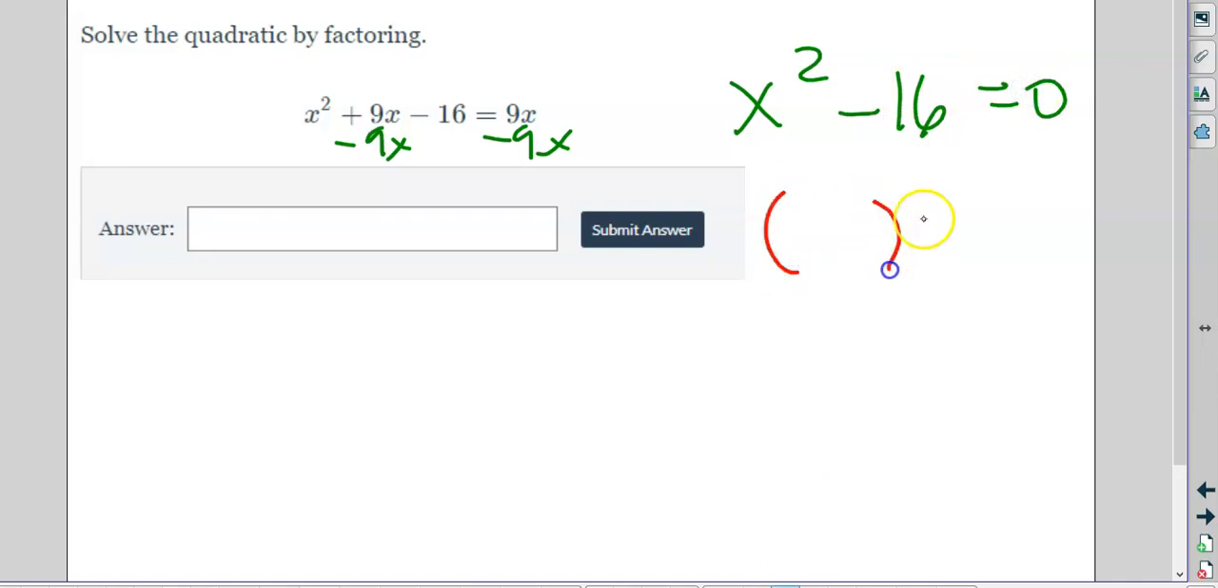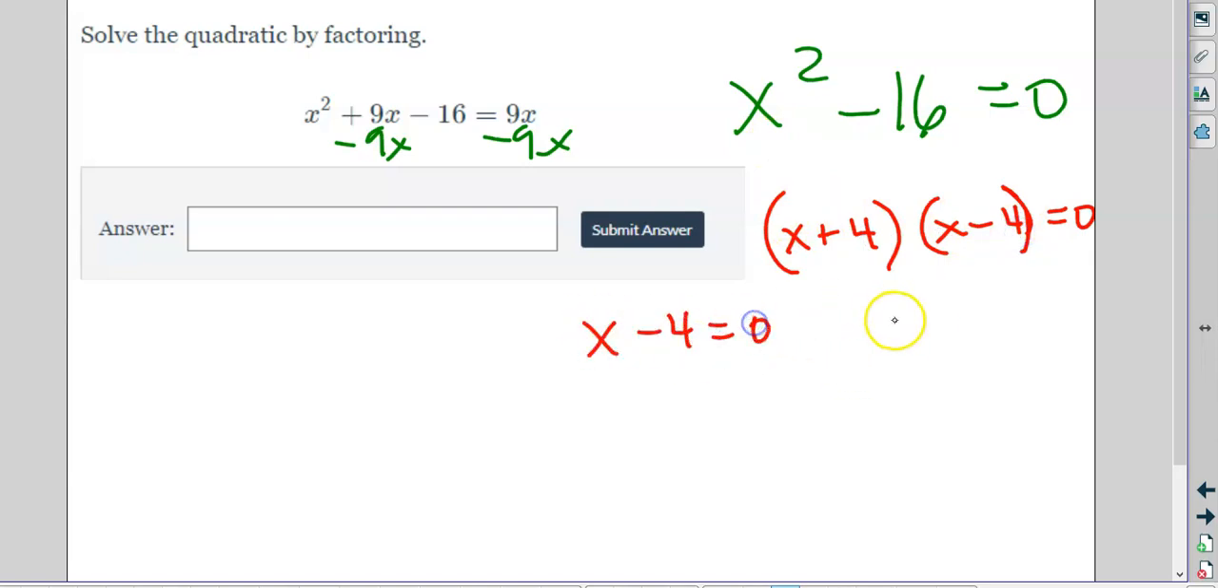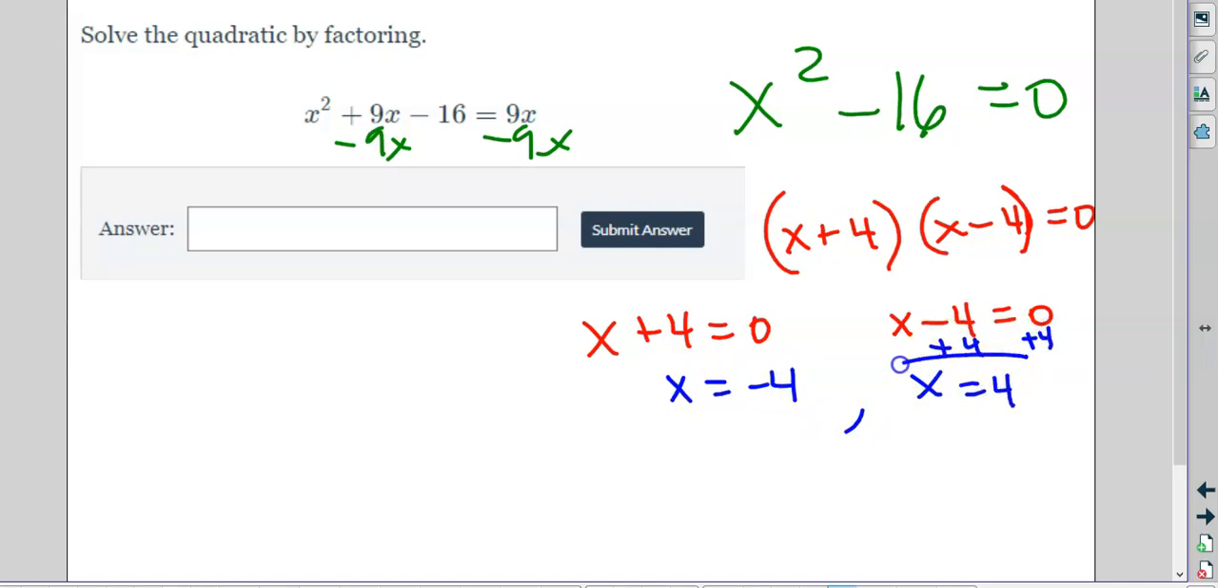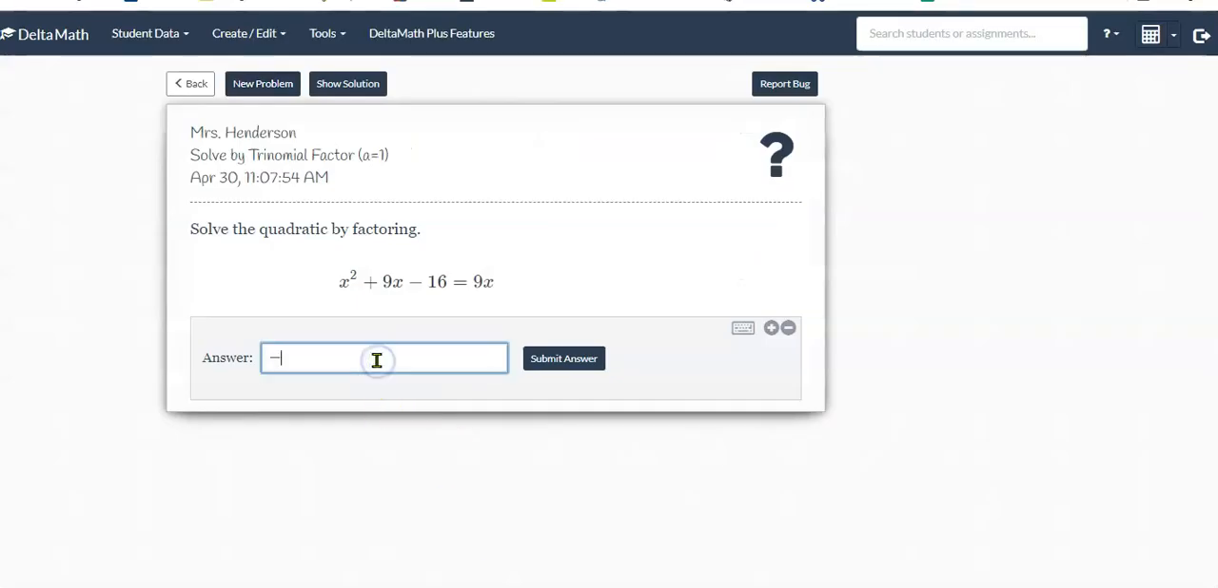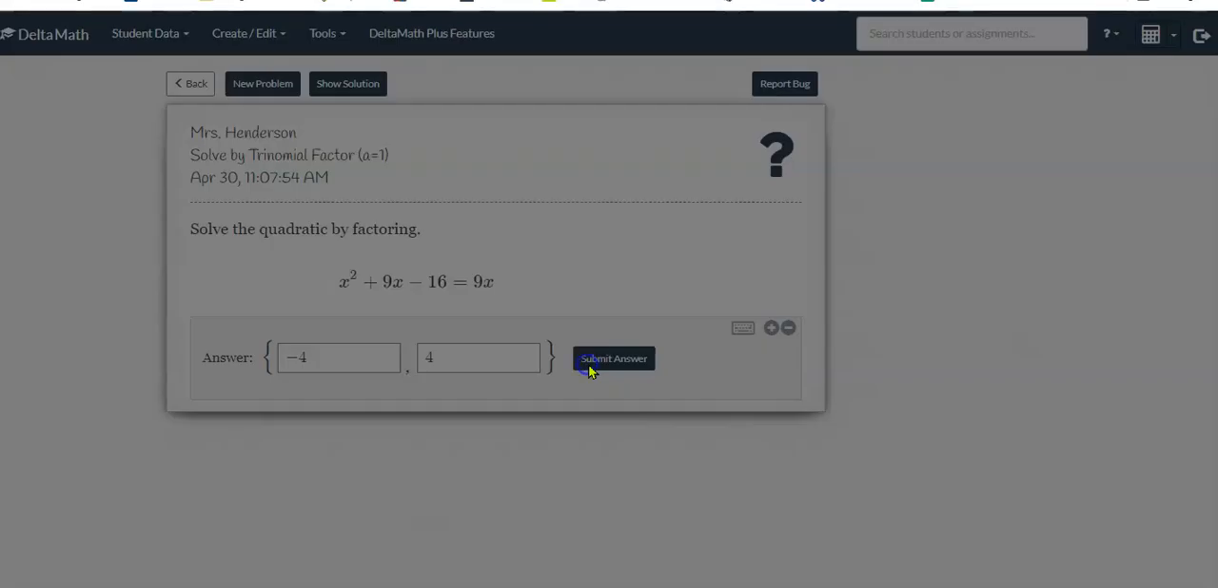The first number is a perfect square. The second number is also a perfect square. And don't forget, a difference of two squares always has 1 plus and 1 minus. Take the square root of the first term, take the square root of the last term, and then split your two factors up into two separate questions. Perform your inverse operations either in your head or by writing them out, whichever you prefer, and type your answers into Delta Math. So let's see, we've got a -4, comma, +4, submit.